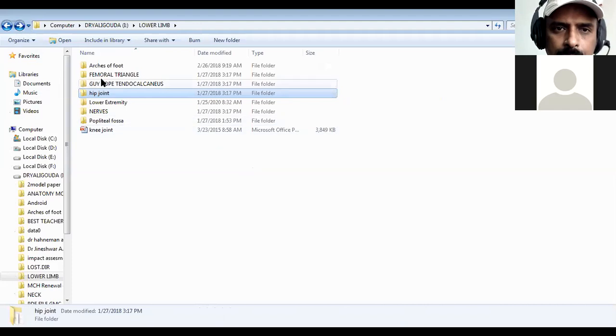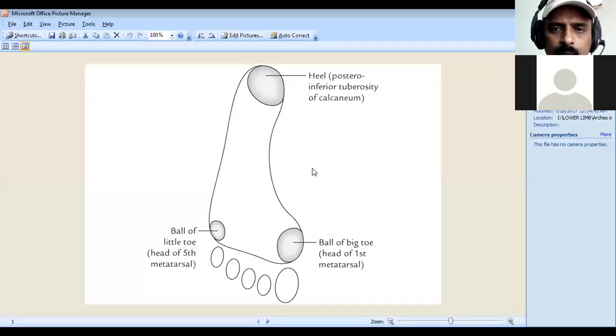Before that, one more short note commonly asked is about the arches of the foot. In this you have to know the arches of the foot. What is an arch? You have to know it is a dome or a curve. So arch means it is a bend. All these are in the foot. These are the spring-like structures present in the foot region, which we call the arches of the foot.